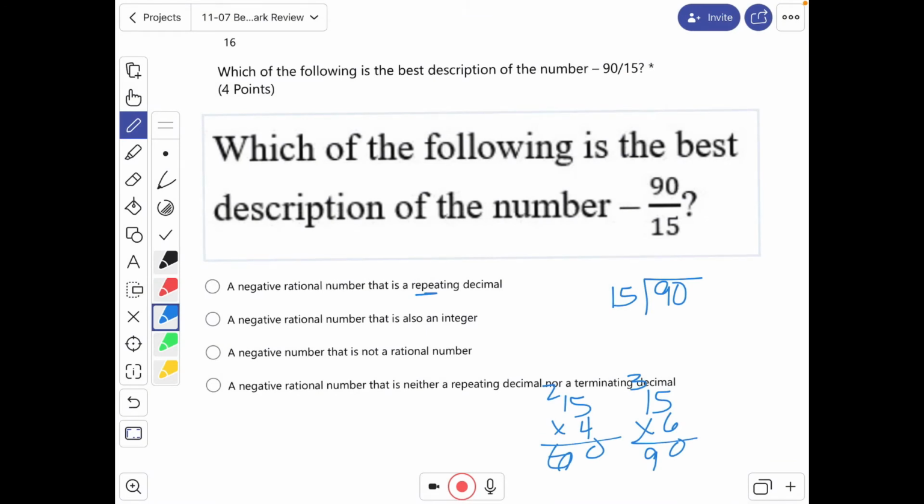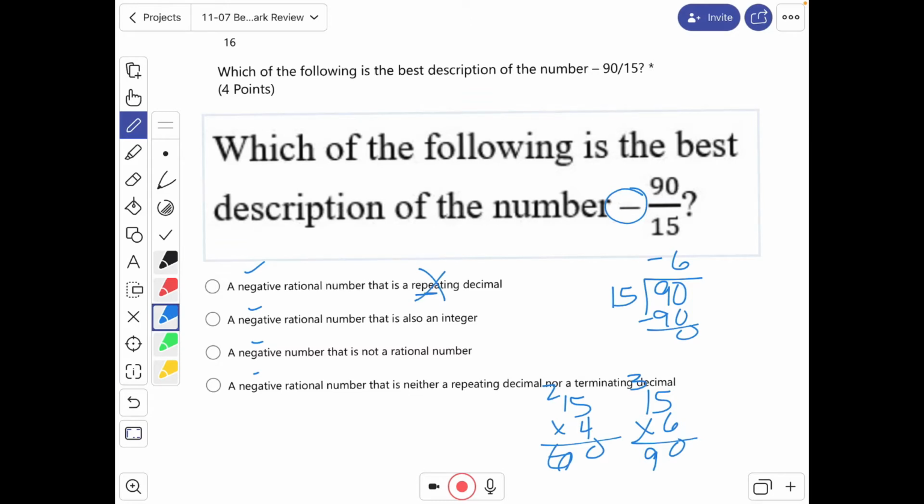You might guess and check a few times to see how many times 15 would go into 90. It's 6. 6 times 15 is 90. And a negative divided by a positive or a positive divided by a negative, either way it ends up as negatives. That's what all of the answer choices say. And it came out even, negative 6. So the first choice says a negative rational number that is a repeating decimal. Well, it's definitely not a repeating decimal.